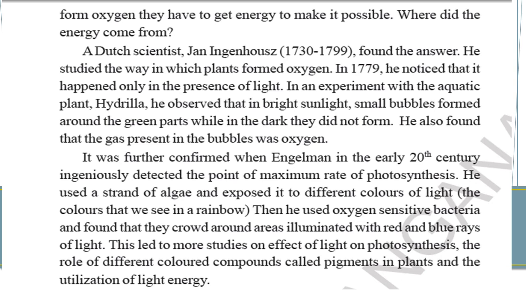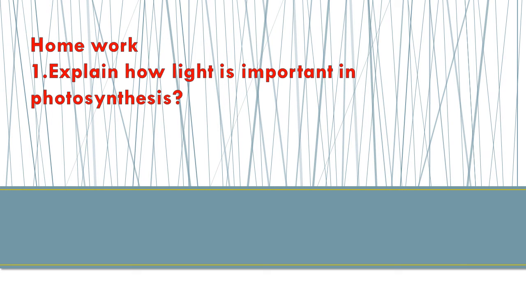It was further confirmed when Engelmann, in the early 20th century, ingeniously detected the point of maximum rate of photosynthesis. He used a strand of algae and exposed it to different colors of light, the colors that we saw in a rainbow. Then he used oxygen sensitive bacteria and found that they crowd around areas illuminated with red and blue rays of light. This led to more studies on the effect of light on photosynthesis, the role of different colored compounds called pigments in plants, and the utilization of light energy. Is it clear, children?